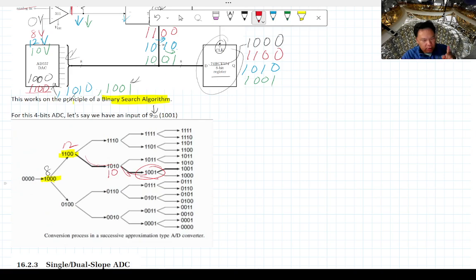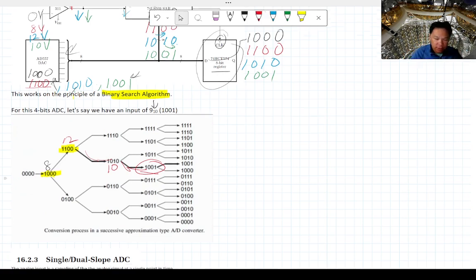So the number of guesses you need is equal to the number of bits of your output. If you're doing 4 bits, then you have to do at least 4 guesses. If you're doing 8 bits, you're going to do 8. If you're doing 14 bits, you're going to guess 14 times.